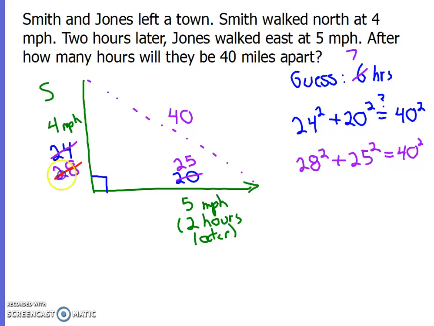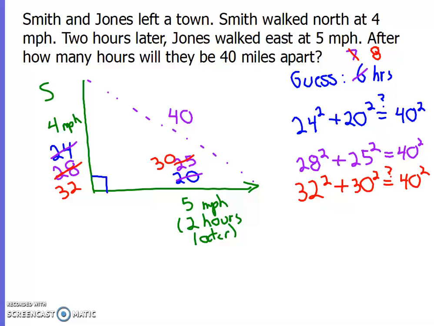It seems like cheating, but remember, if you get the problem right and you're able to answer it, then it's not cheating. It just takes longer to do guess and check, but it always works. So if we're going to try, let's say, 8 hours, then at 4 miles an hour, Smith will have gone 32 miles. Jones, remember, he hasn't been going 8 hours. He's only been going for 6 hours. So 6 hours at 5 miles an hour, that's 30 miles, and you can check that and see if that's correct. Is that equal to 40 squared? And you'll calculate it and find out, nope, that's not true either.